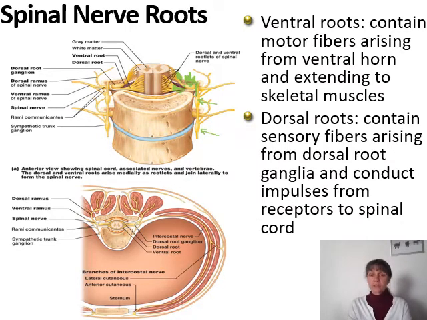The dorsal roots contain sensory fibers, and remember that the dorsal root ganglion is where the soma, or cell body, for those neurons resides. The dorsal root is going to conduct sensory impulses to the posterior horn of gray matter in the spinal cord.